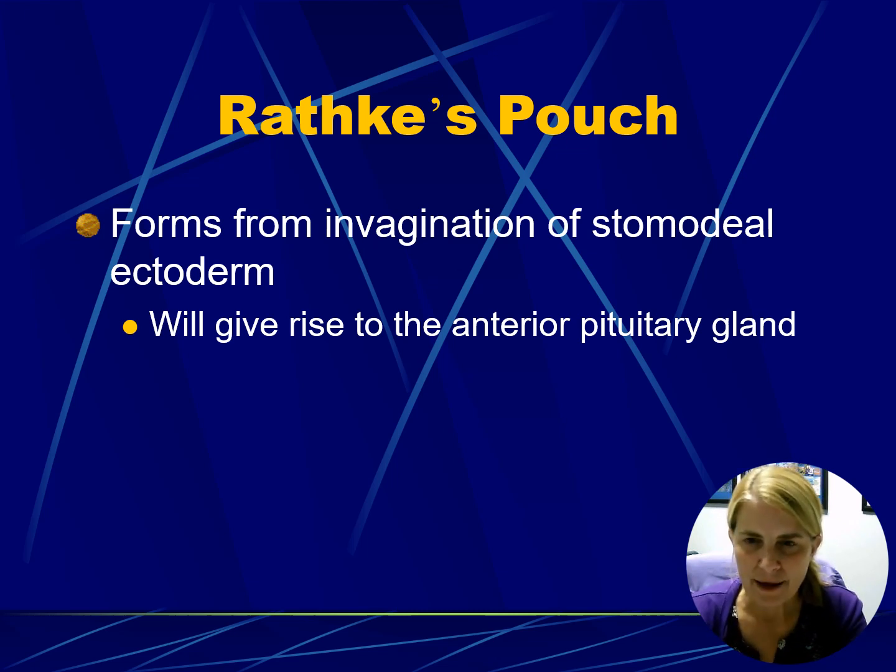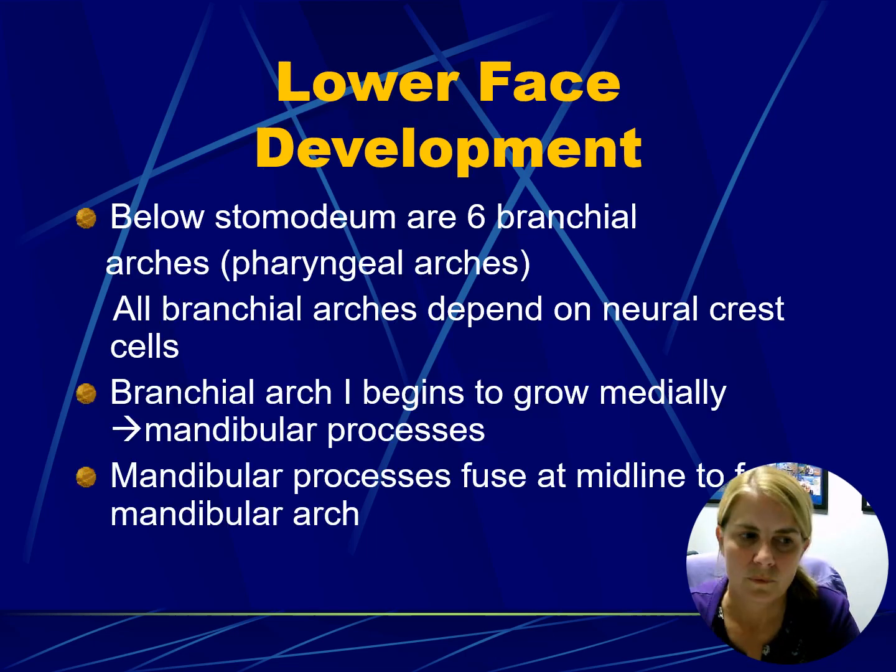So remember, Rathke's pouch and anterior pituitary gland. I almost think of this one like, remember foramen cecum and thyroid? Rathke's pouch goes with anterior pituitary gland, and then posterior pituitary gland is directly formed from the brain tissues.